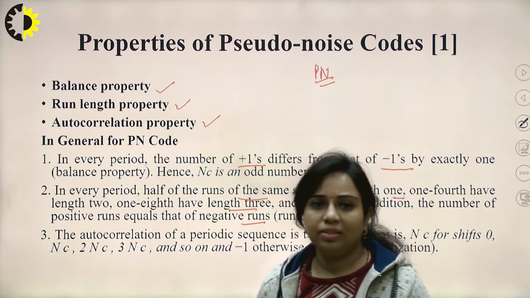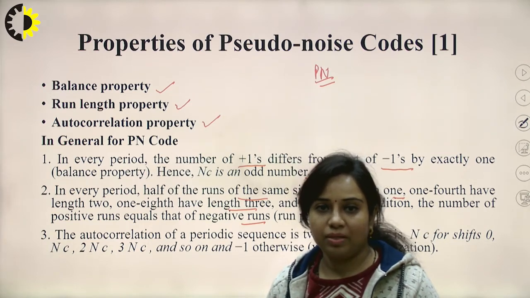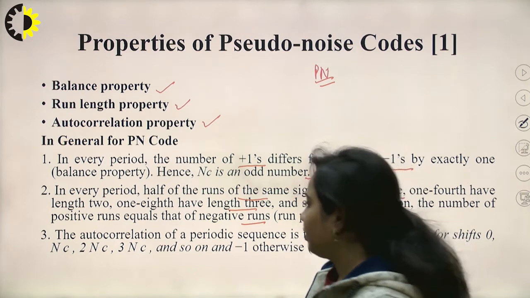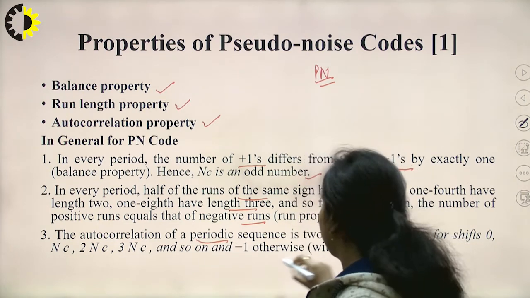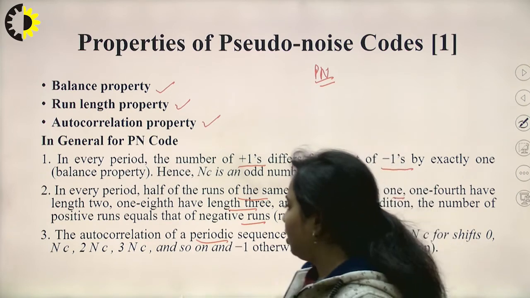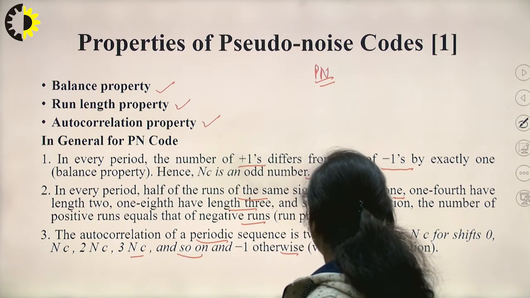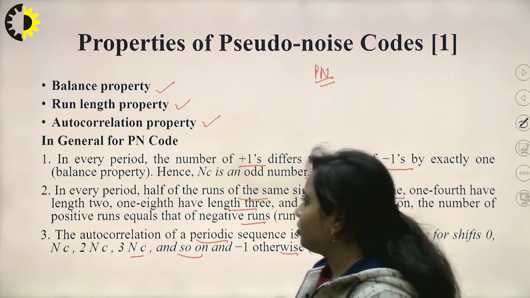So, which means the number of plus ones and minus ones in a particular code will be the same. So, that is the run property. Next one is the autocorrelation of a periodic sequence is two-valued, that is NC for shift 0, and minus 1 for other shifts. So, this is without normalization. So, this is the autocorrelation property.